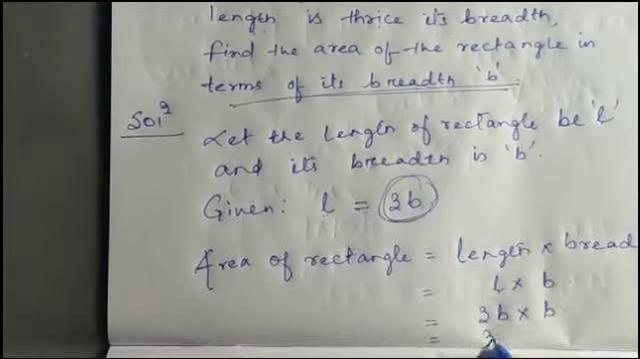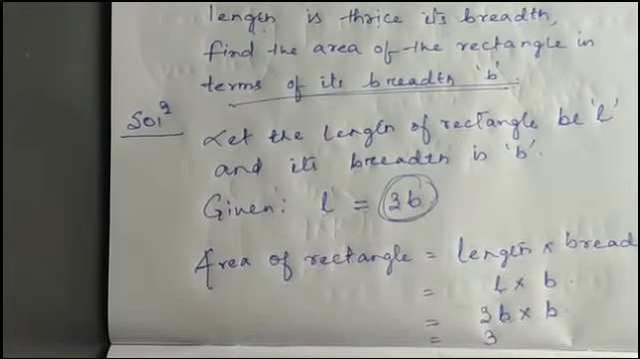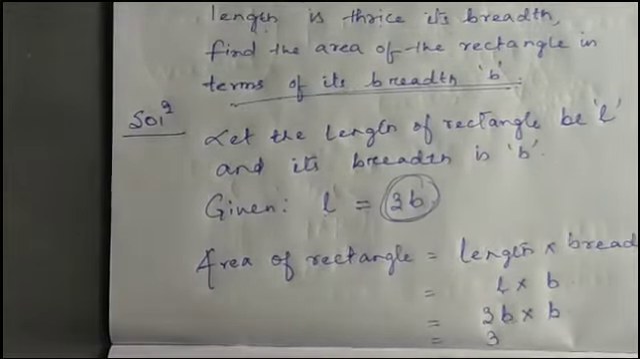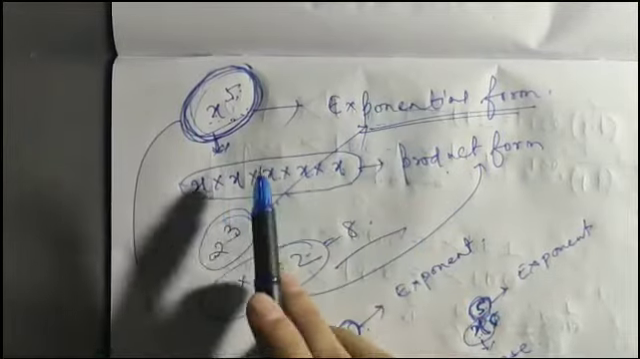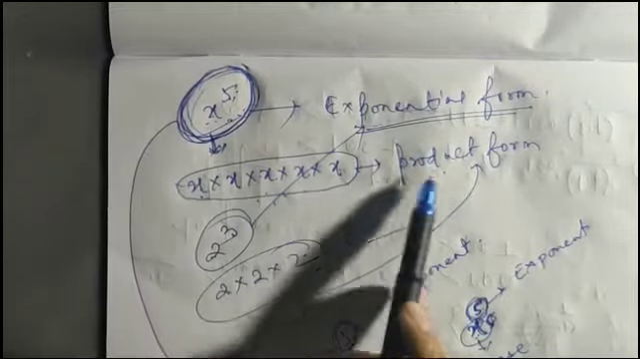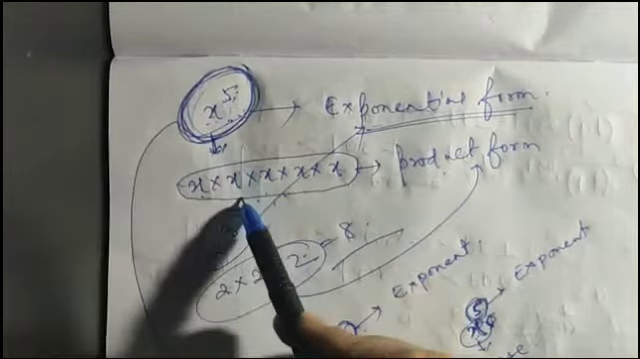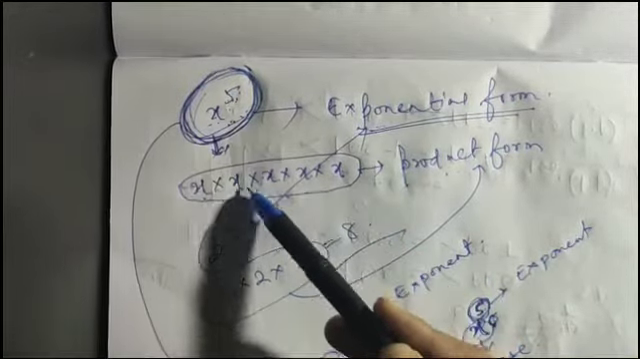Now how many b's can you see here? b is multiplied 2 times. As we have discussed, x power 5 is the exponential form, and the same thing we can write as x into x into x into x into x, 5 times, that is the product form. Both are same, I told you. So the one which we write like that, the same thing we can write in this way also.